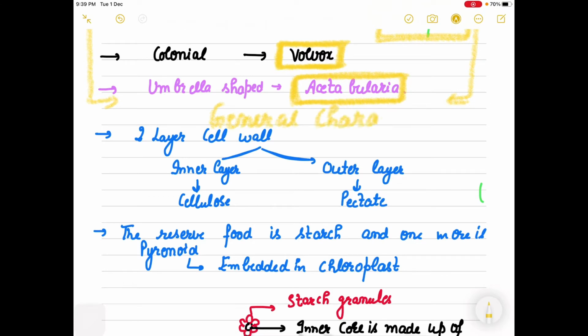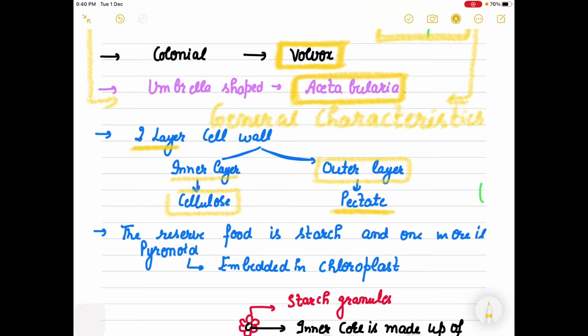It has a two layered cell wall. Very special character of this algae. Cell wall is of two layers. Inner layer is made up of cellulose material and outer layer is made up of pectate. Right, it is also written as pectose. So two layers, not two cell walls, two layered cell wall, inner layer and outer layer. Inner layer is cellulose, pectate is your outer layer.